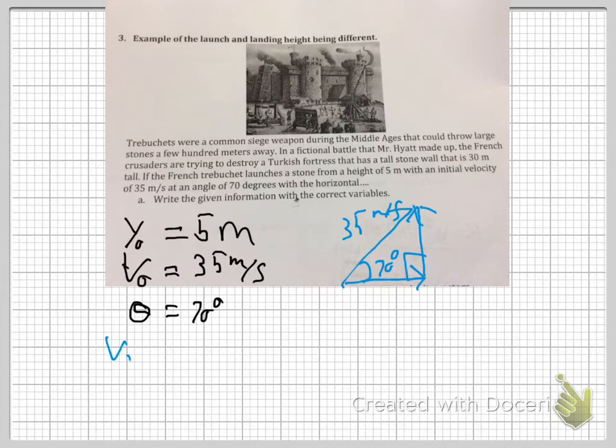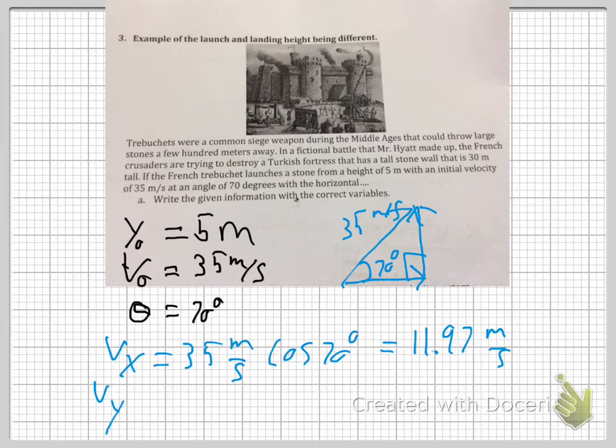So our x component is 35 meters per second times cosine of 70 degrees. Comes out to be basically 12. But I did my math with this number, so I'm going to keep it like that. And the initial y is just the sine. And this is 32.89, so almost 33.